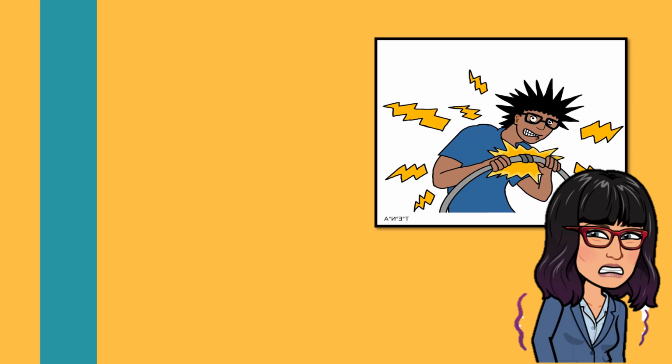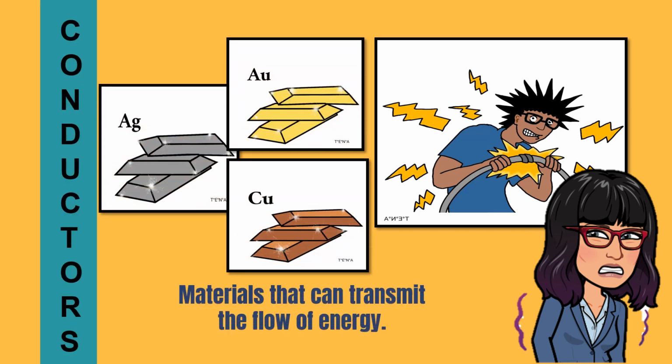Materials are inside the tube thing? Yes, they are usually metals that are electrical conductors. They have freely moving electrons that can transfer thermal energy quickly and easily. Examples are silver, gold, and copper.